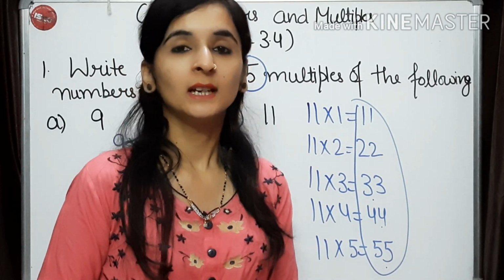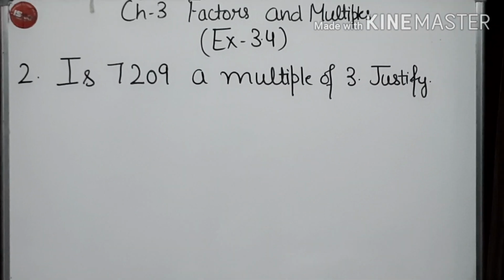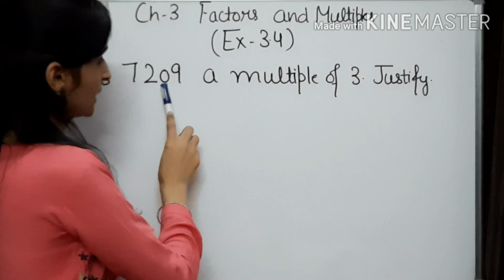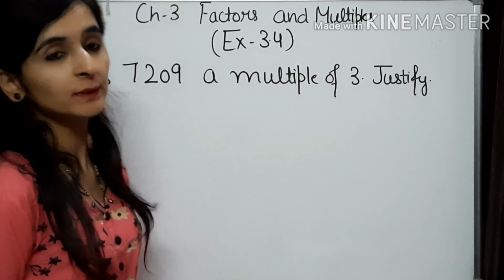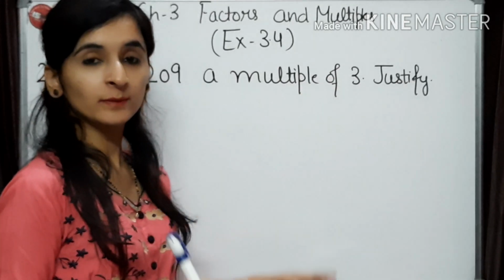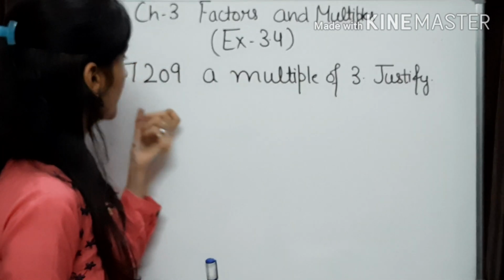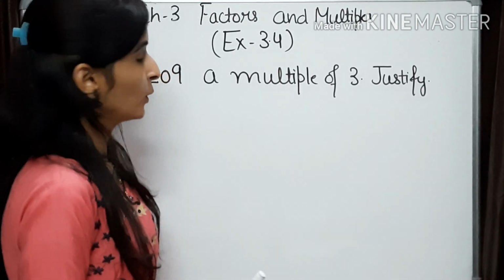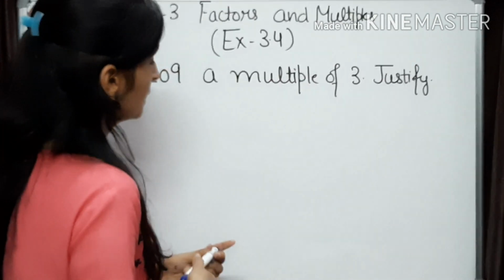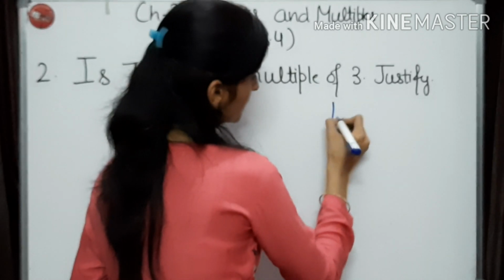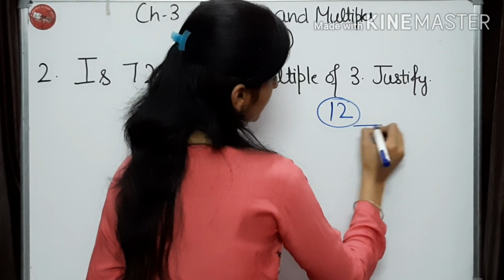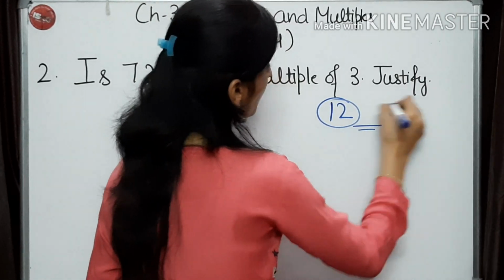Now let's move to the next question. The next question is: is 7,209 a multiple of 3? Justify. So what we have to do here is check whether 7,209 is a multiple of 3 or not. Let's take one example. Suppose you are given the number 12 and you have to find out whether it is a multiple of 3 or not. Then what will you do?